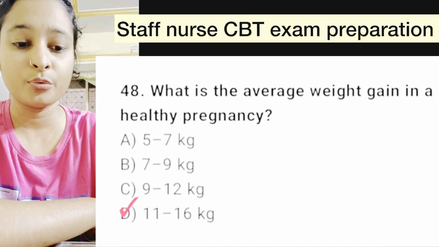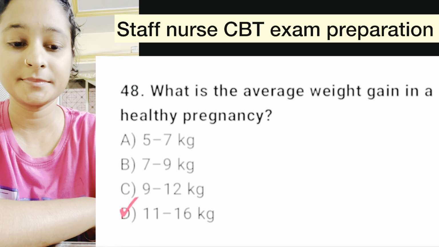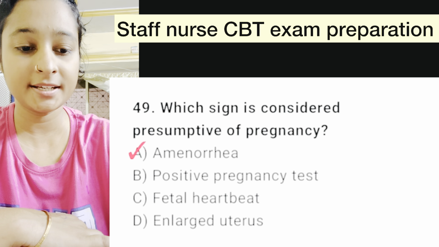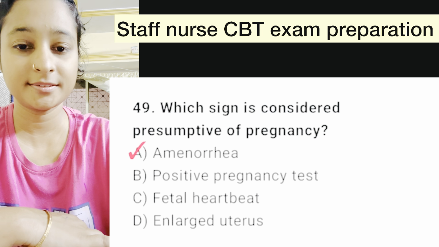Next question, what is the average weight gain in a healthy pregnancy? Right option is 11 to 16 kg. Next question, which sign is considered presumptive of pregnancy? Here, right option is option A, amenorrhea.